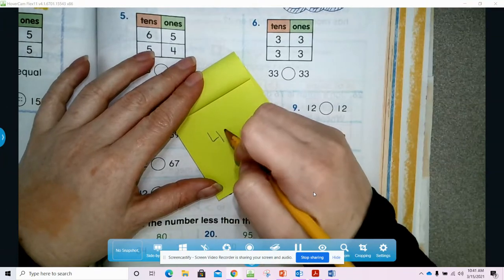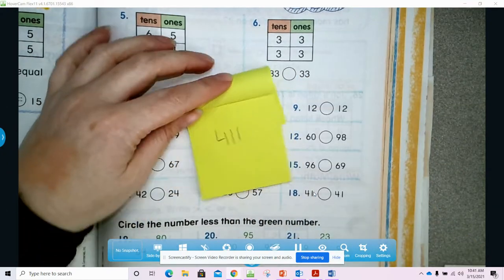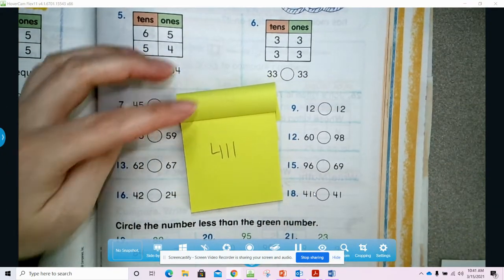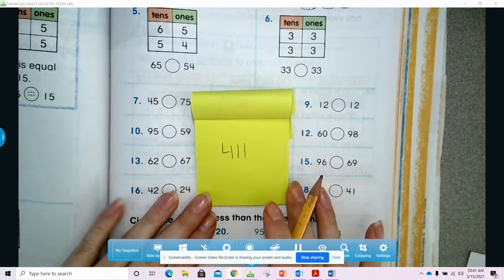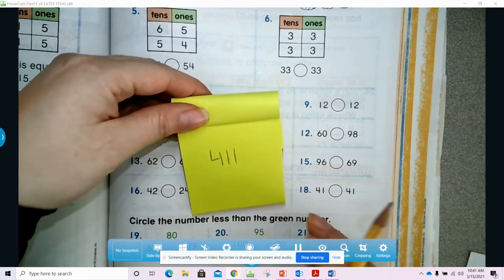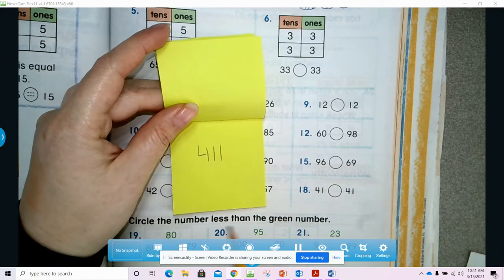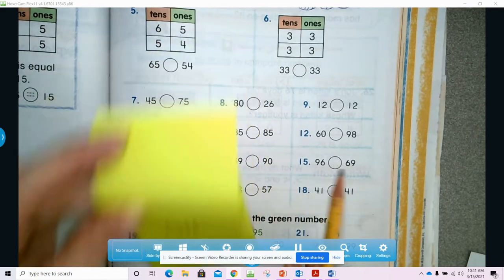Okay, boys and girls, you need page 411 from your math book. Page 411. So go ahead and find that, please. 411 in your math book.